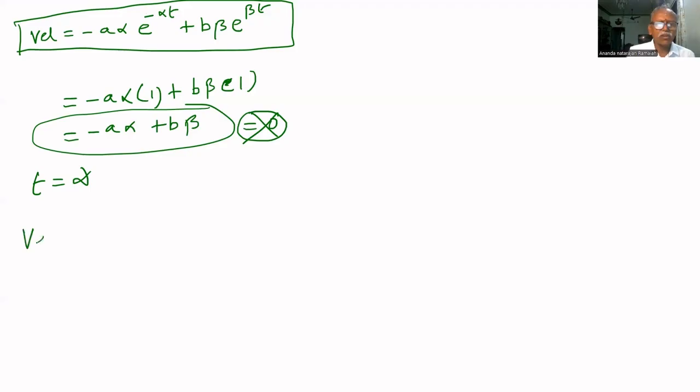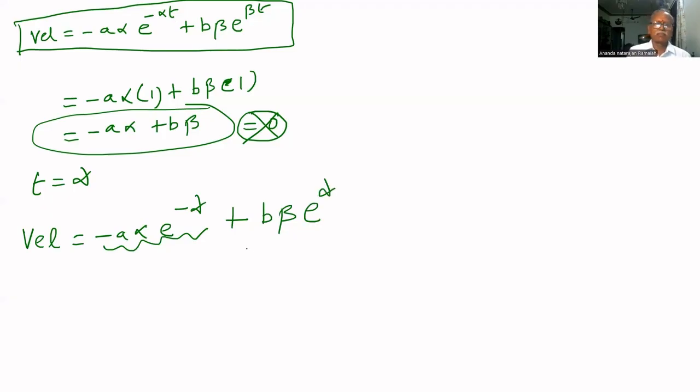If we substitute t equal to infinity in this equation, then velocity equal to minus a alpha e power minus infinity. T equal to infinity means forget about alpha. If we multiply anything with infinity, you will get infinity. E power minus infinity equal to 0. Plus b beta e power infinity. Here e power minus infinity equal to 0. Therefore, whatever may be the value of a and alpha, you will get 0 for this.